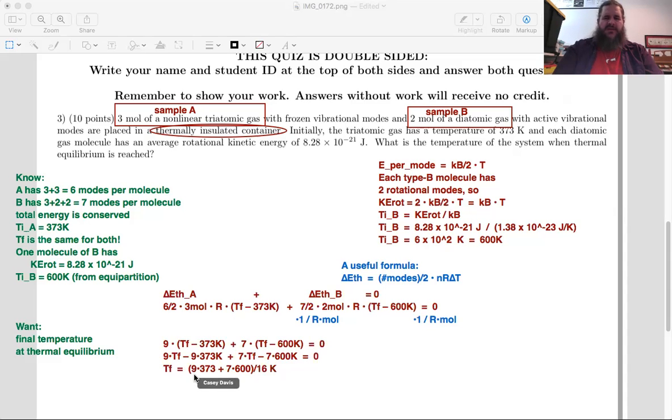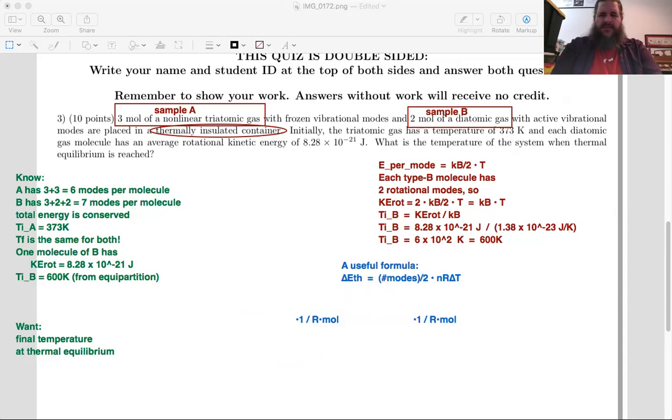So that is the expression for our answer. 9 times 373 plus 7 times 600, all divided by 16. At this point, let's go ahead and punch that into a calculator. So in parentheses, 9 times 373 plus 7 times 600, end parentheses, divided by 16. And I'm getting 472. So final temperature is about 472 kelvins.